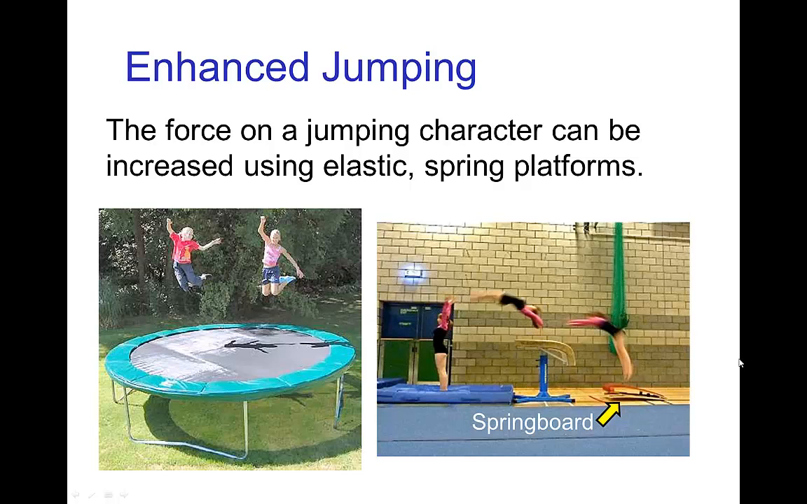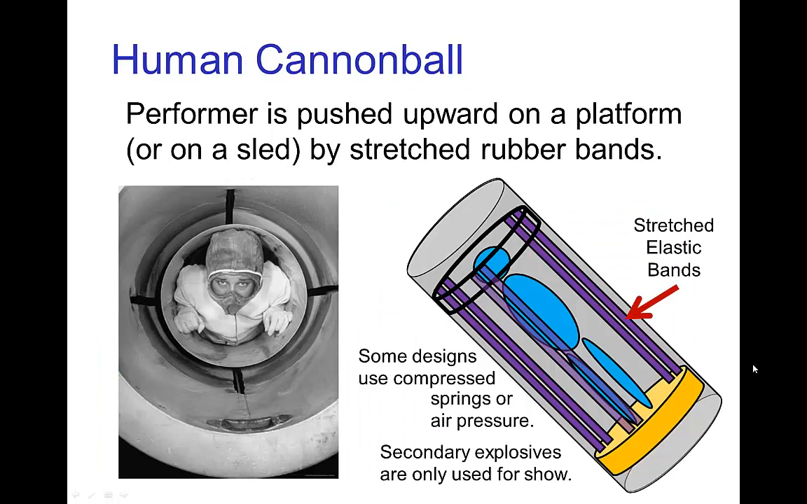Now, if you're not a superhero, you can still do an impressive jump if you somehow enhance the forces in the jump. So, for example, on a trampoline or a gymnast using a springboard, they can have larger jump magnification than they normally would have. The extreme example is the human cannonball.